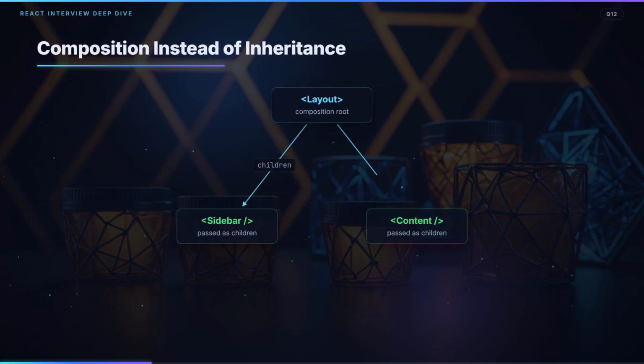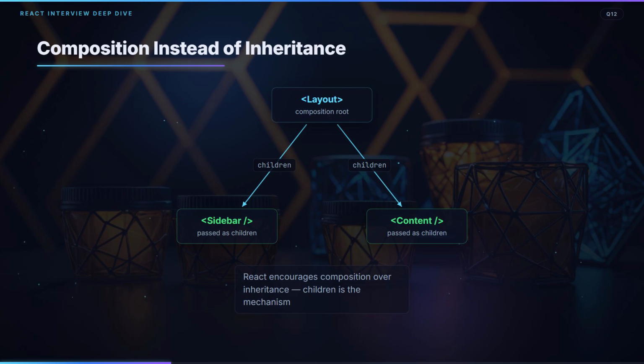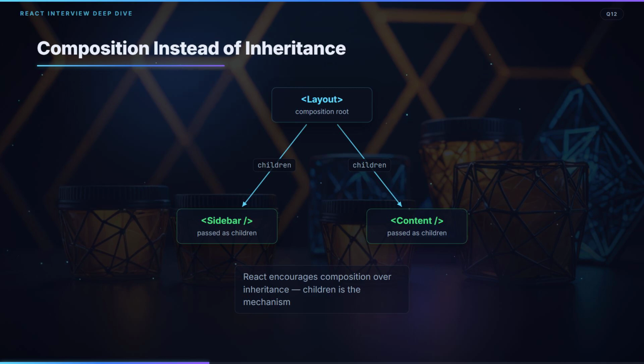First reason children matters: composition instead of inheritance. Instead of extending a base class, you wrap components inside each other. A layout wraps a sidebar and page content. React encourages composition over inheritance everywhere, and children is the fundamental mechanism that makes that possible.